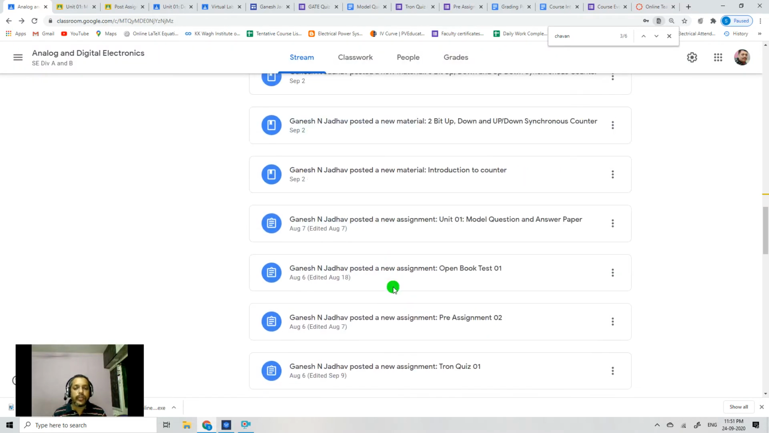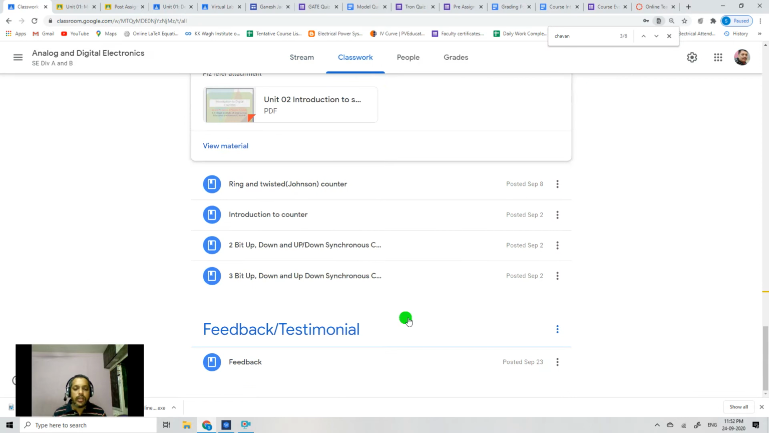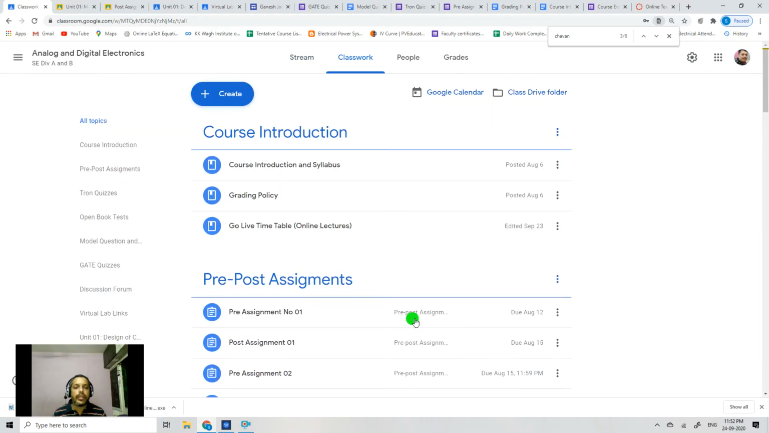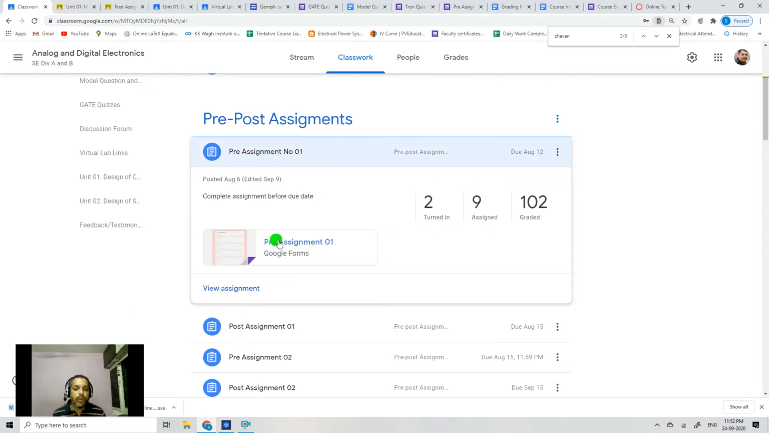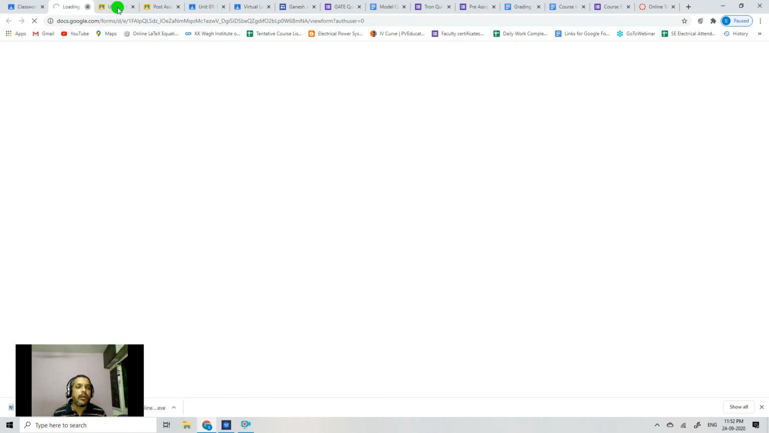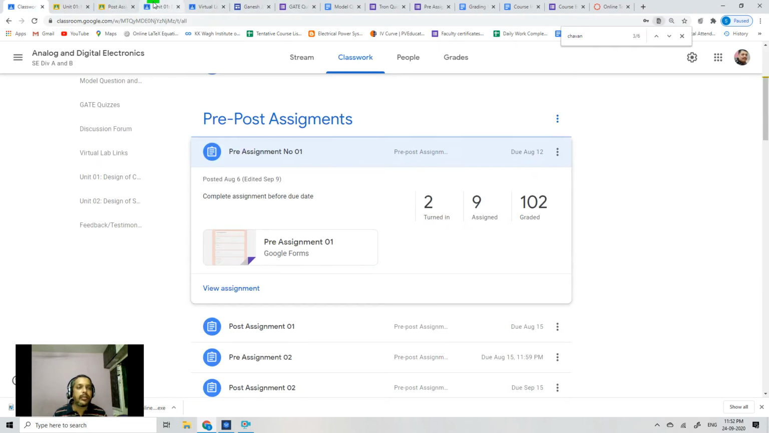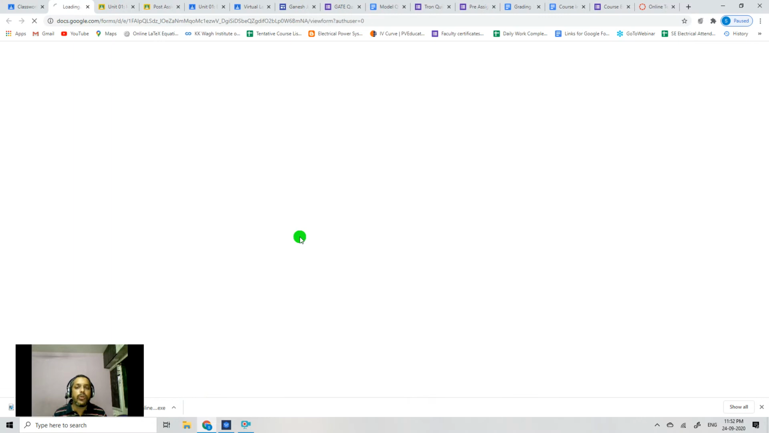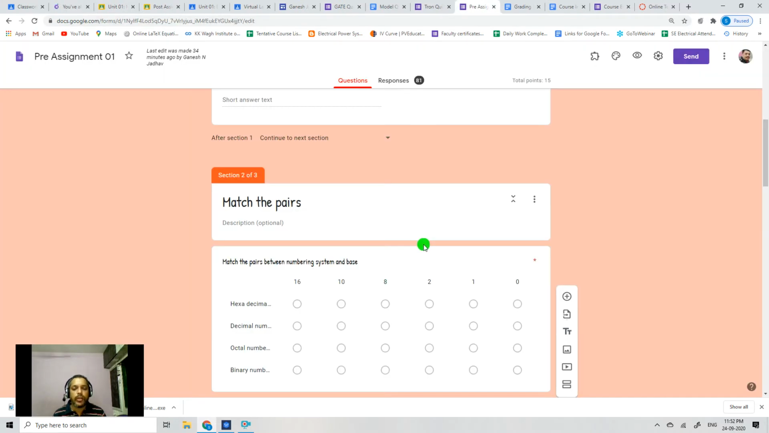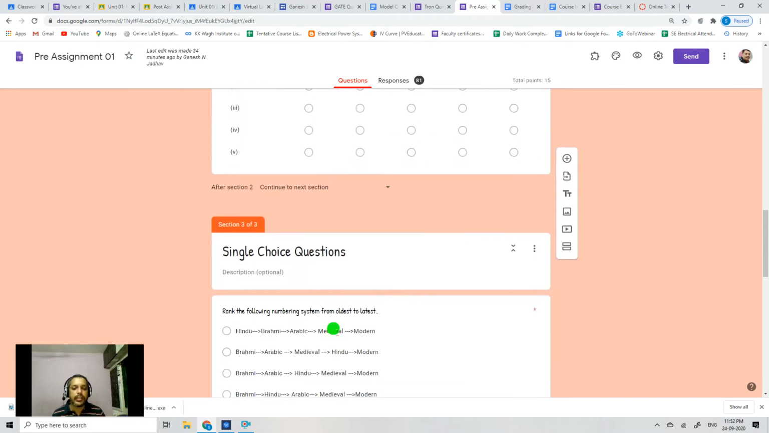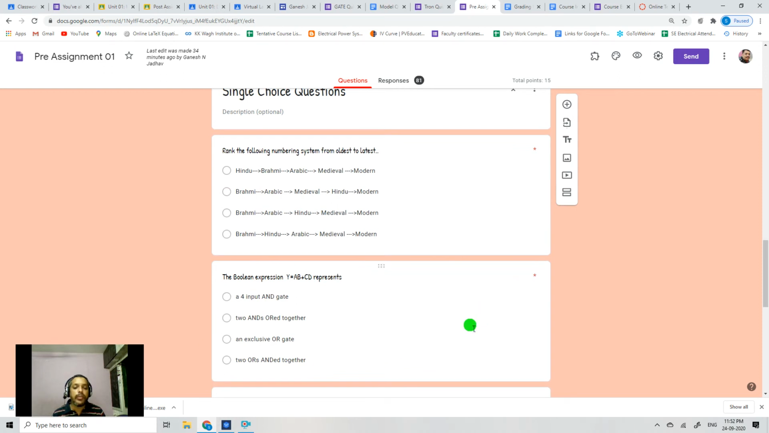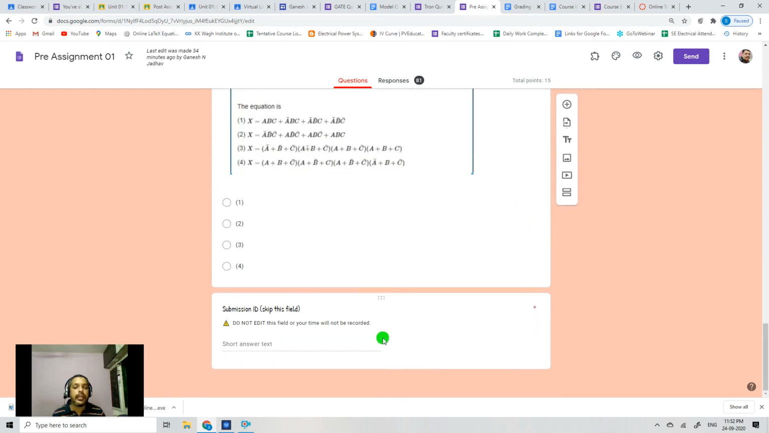So coming again to the classwork point, let me introduce the assessment techniques. We have used the pre-post assignment. In the pre-assignment, you will observe that we have introduced one quiz, a match the pair question, based on first year knowledge through the basic electronics subjects. For each unit I am introducing this pre-assignment to test their prerequisite knowledge.